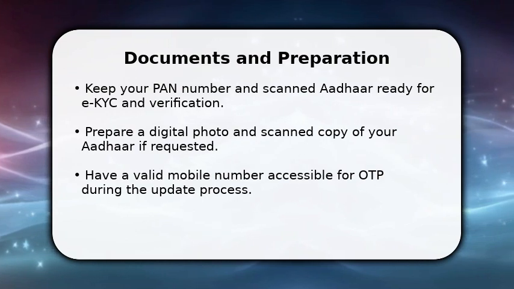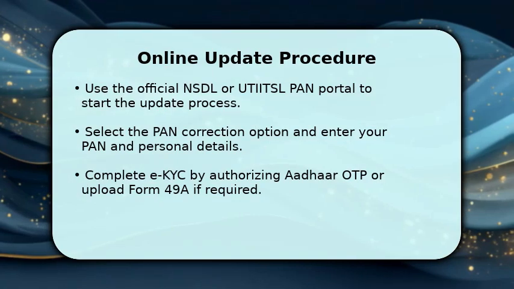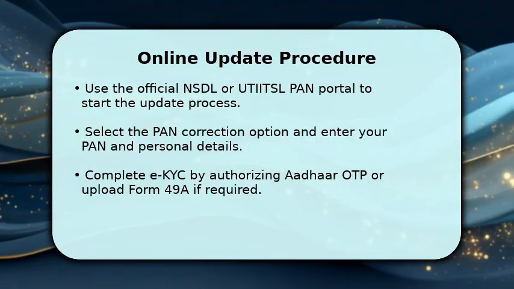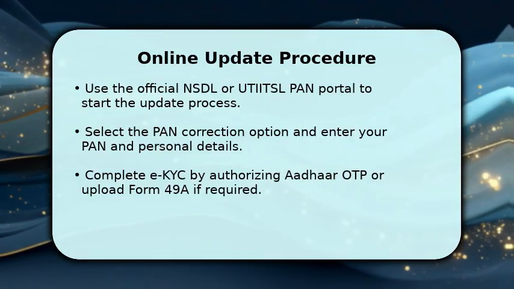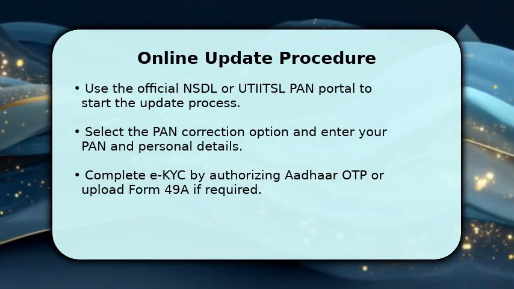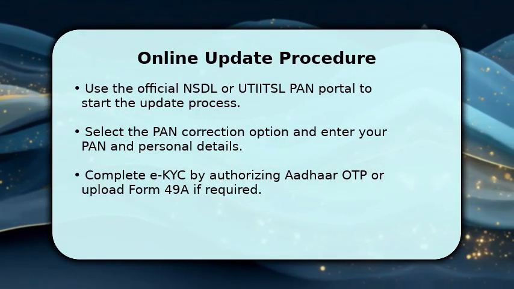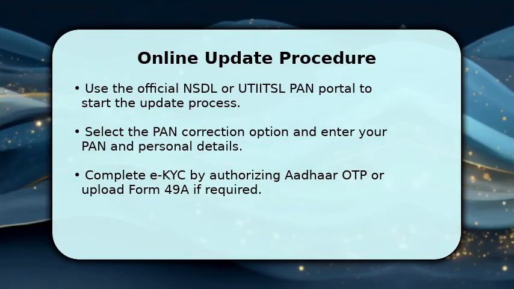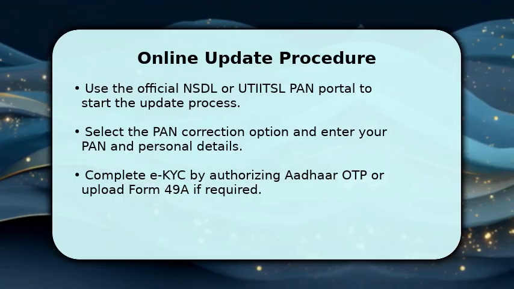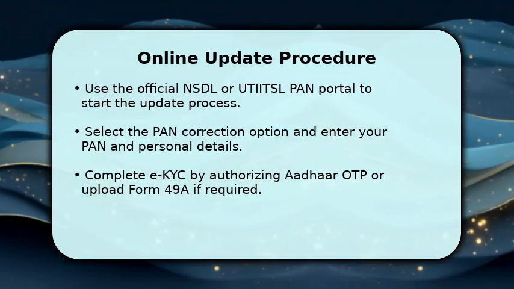Open the official NSDL or UTIITSL PAN portal and choose PAN correction. Select the field updates you need, like mobile number and email ID. Enter your PAN and confirm your personal details as they currently appear. Complete eKYC by authorizing Aadhaar OTP when prompted, or choose to upload Form 49A and supporting documents if needed. Pay the processing fee of Rs 110 and submit the digital declaration to finalize your application.